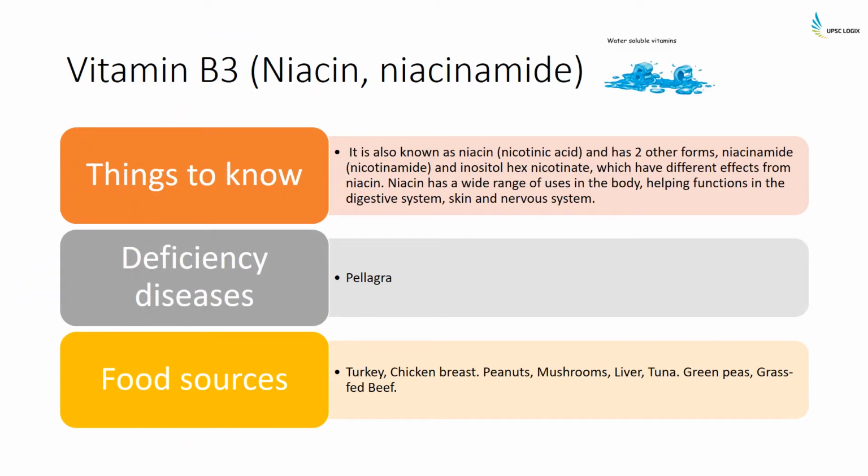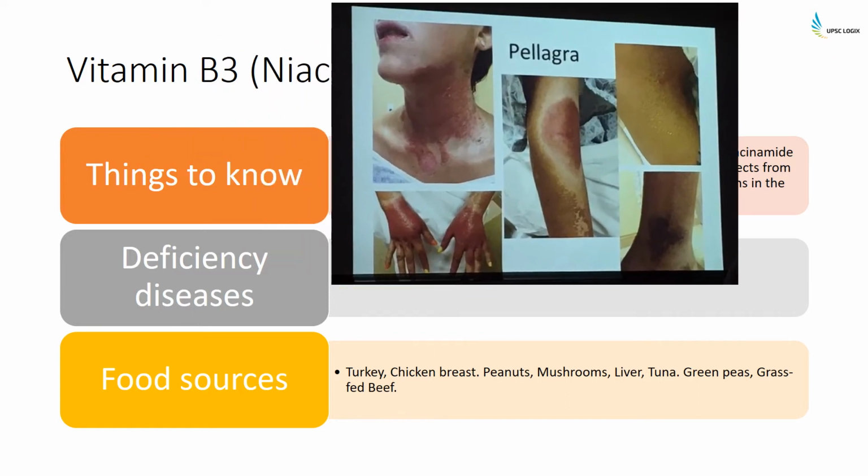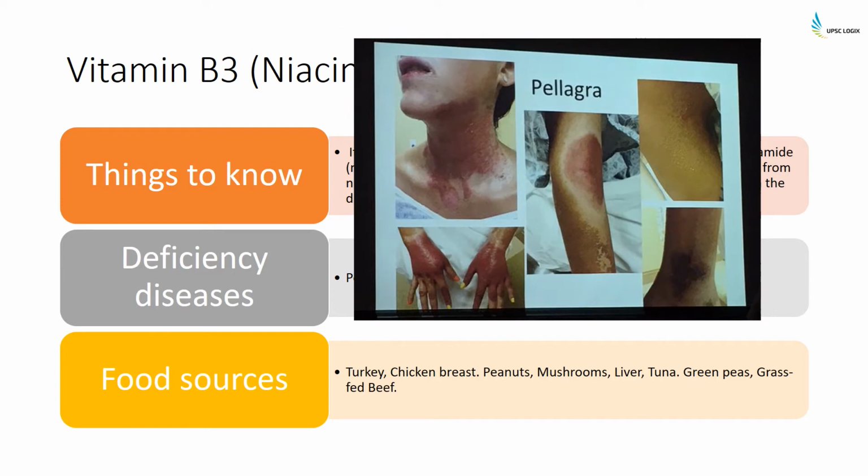Let us have a look at vitamin B3, and this is the third water soluble vitamin, also known as niacin or niacinamide. It has two other forms, which are niacinamide and inositol hexanicotinate, and they have a different function from what niacin has. So niacin is the important part, and niacin has a wide range of uses in the body, helps in functioning of the digestive system and skin and nervous system. The deficiency of vitamin B3 causes pellagra. So this is what pellagra looks like. You get these red itchy spots all over your body, and it is quite a bad condition.